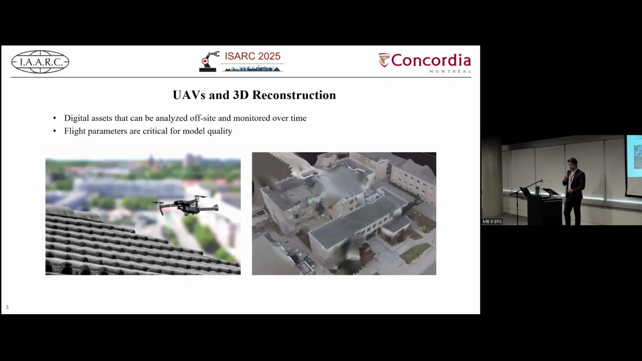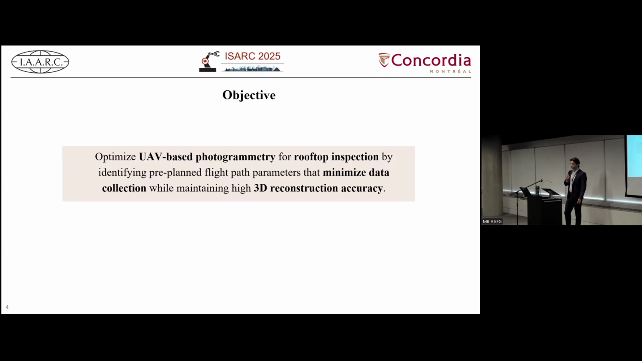That brings me to the objective of this research, which is how to optimize UAV-based photogrammetry for rooftop inspection by identifying flight parameters that minimize data collection while also maintaining high 3D reconstruction accuracy.